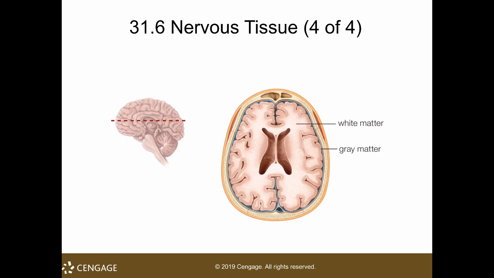So this is your nervous tissue. So this is the brain. So you have the white matter, and then the gray matter towards the exterior.